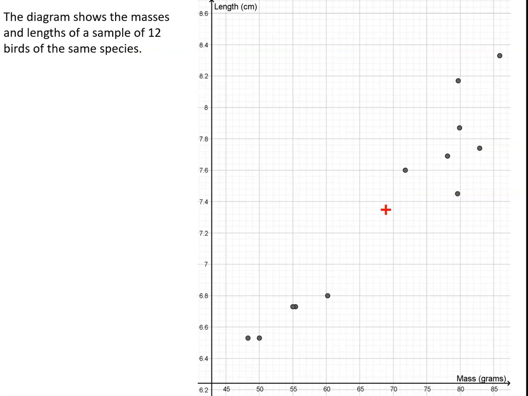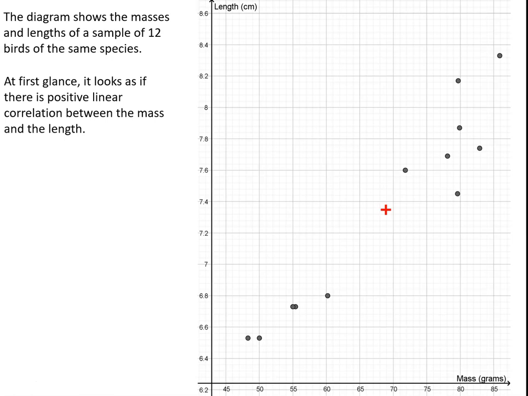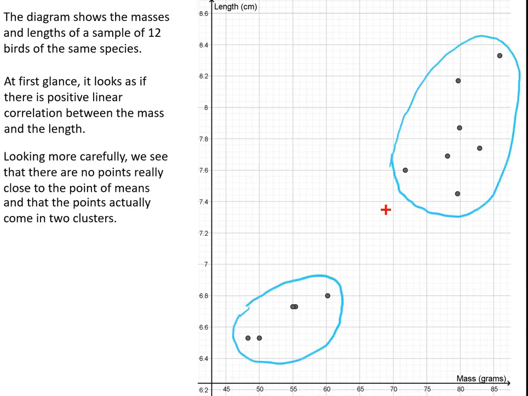Now this next diagram shows the masses and lengths of a sample of 12 birds of the same species. In this case, at first glance, it looks as if there is some positive linear correlation between the mass and the length. But if we look more carefully at the data, then we can see that there aren't any points really close to the point of means, and that the points almost appear in two distinct clusters.